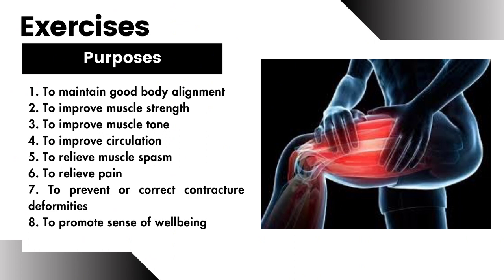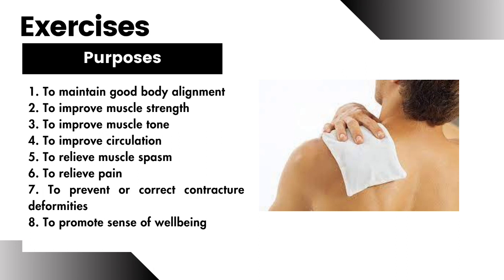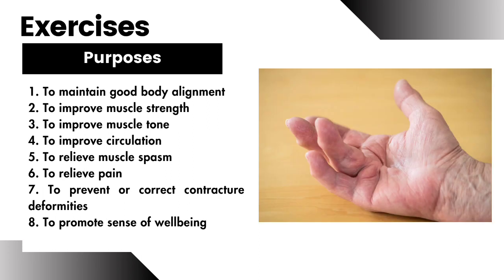Specific exercise can help relax and release muscle spasms, reducing discomfort and promoting better muscle function. And number 6, to relieve pain. Through targeted exercise, individuals can alleviate pain in specific areas of the body, improving overall comfort and mobility. Number 7, to prevent or correct contracture deformities. Certain exercises can help prevent or correct contracture deformities, which are abnormal shortening of muscles that can lead to restricted movement.